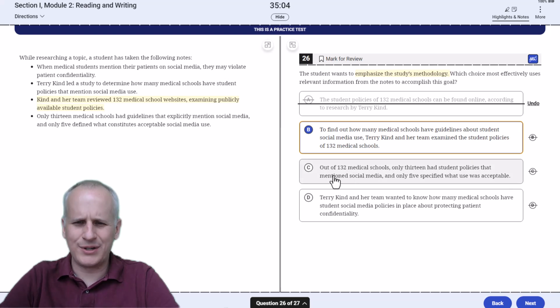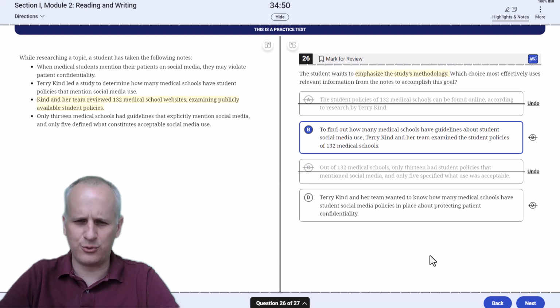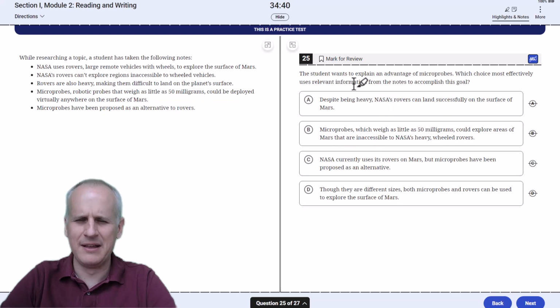Choice C, out of 132 medical schools, only 13 had student policies that mentioned student social media, and only 5 specified what use was acceptable. Those are the results, not the methodology. And then D, Terry Kind and her team wanted to know how many medical schools have student social media policies in place about protecting patient confidentiality. Well, that is the goal of the study, not the methodology. So the correct answer is B, and we hit back again.